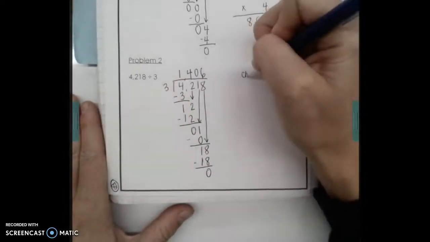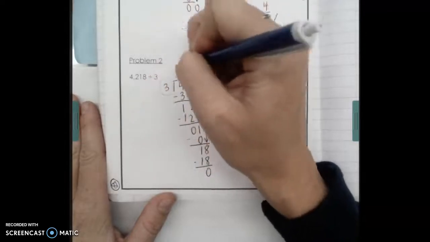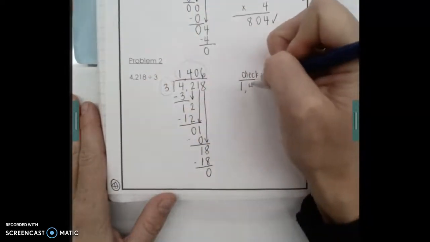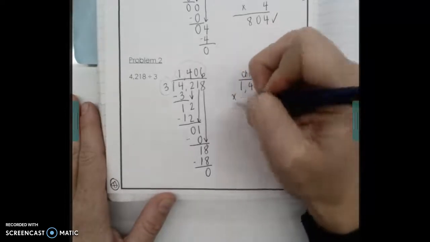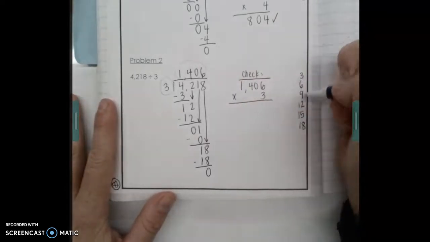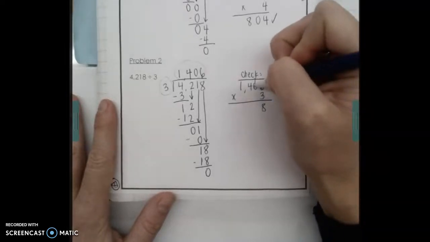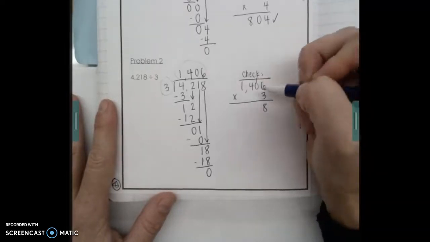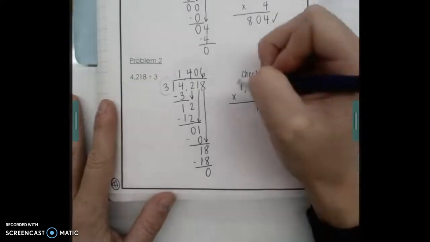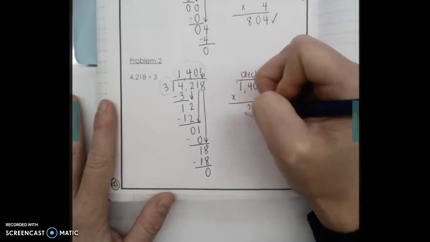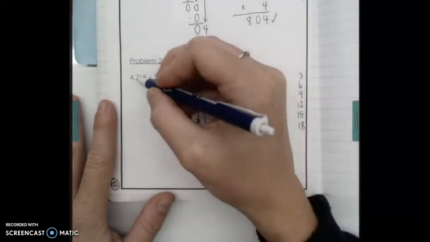I'm going to check to make sure I got it right. I'm going to take my 3 and multiply it by my quotient, 1,406 times 3. 3 times 6 is 18. I can use this to help me. 3 times 0 is 0 plus 1, 1. 3 times 4 is 12. And 3 times 1 is 3 plus 1, 4, which is what we started with.